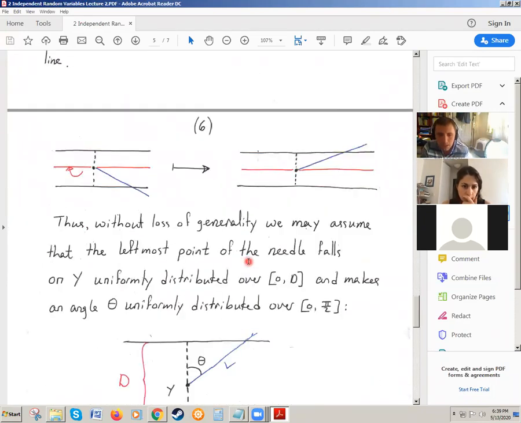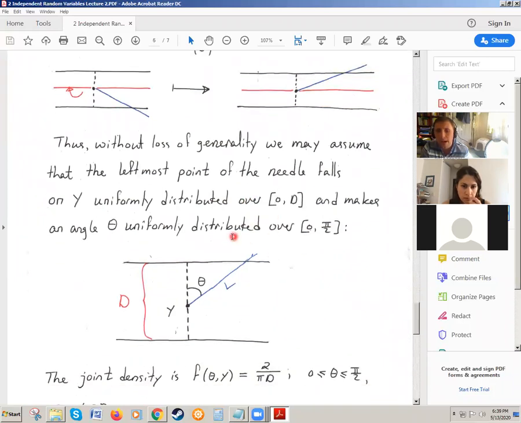So in essence, then what do I have? I have two randomly distributed variables. It seems that they're independent. Y is independent of x. Where it lands is independent of the angle. That I'm assuming by intuition, right? I don't see any reason why, given this point, this angle should be small or large or anything. I cannot predict it based on knowing that part of the needle was here.